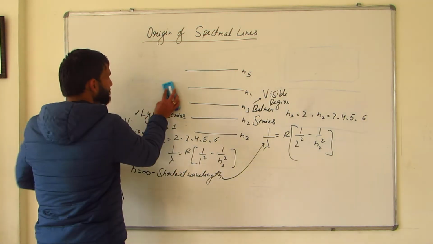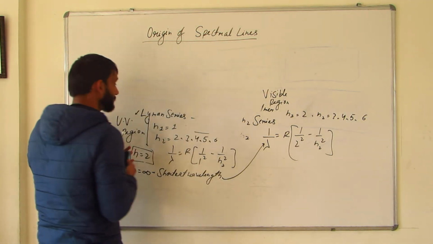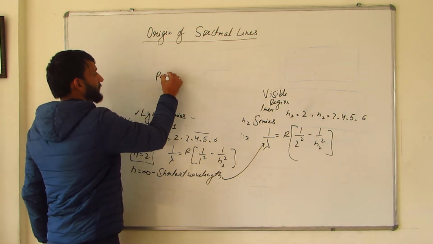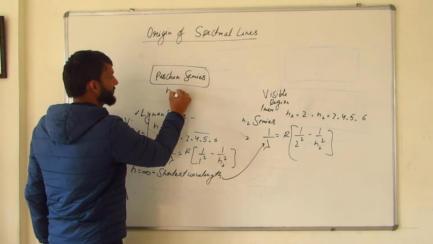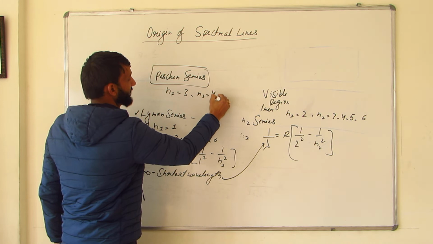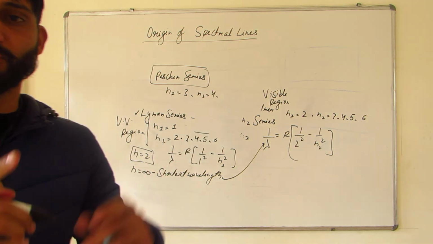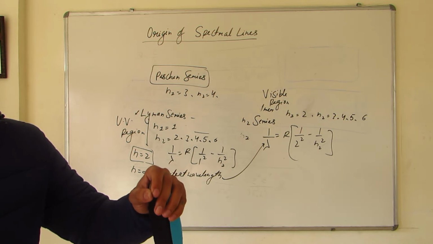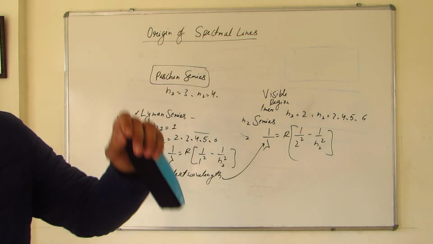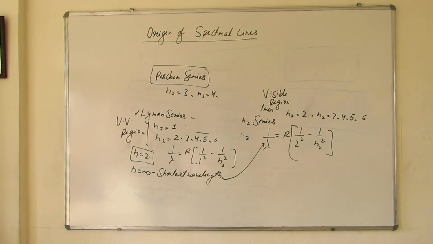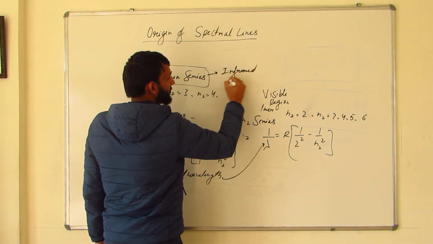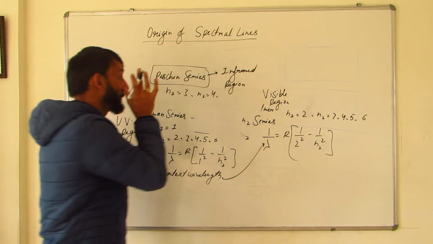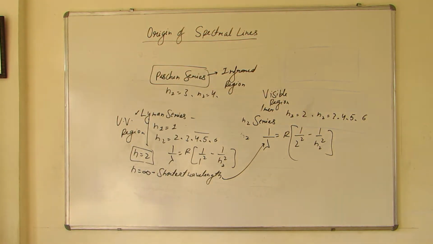Now the third series is Paschen series. So in case of Paschen, n1 would be 3 and n2 would be 4, 5, 6 and so on. So again I am telling you it works both ways, while going from the third orbit to some higher orbit, while coming from the higher orbit to the third orbit. Again, Paschen series lies in the infrared region.